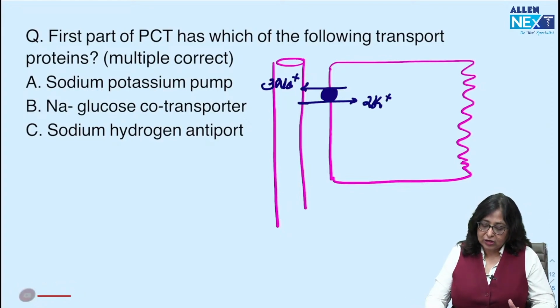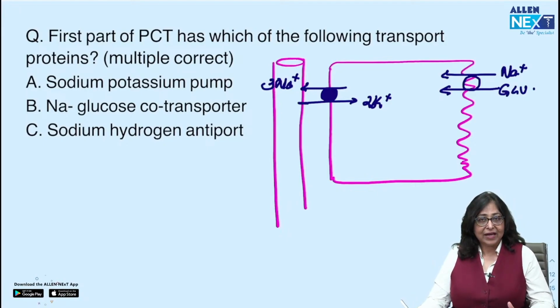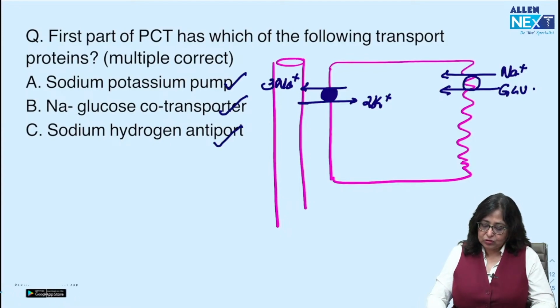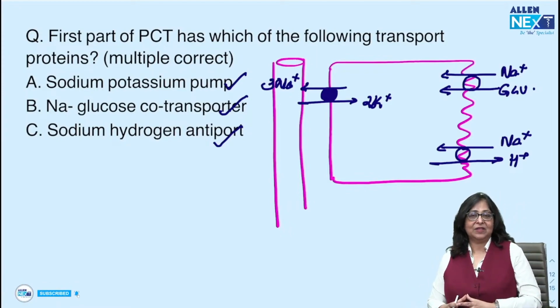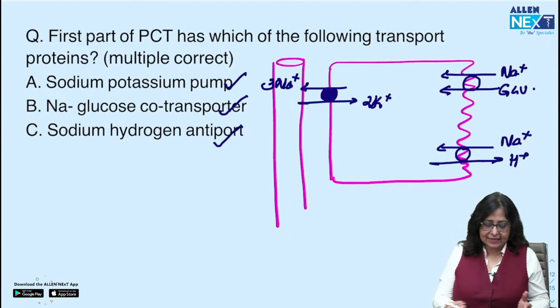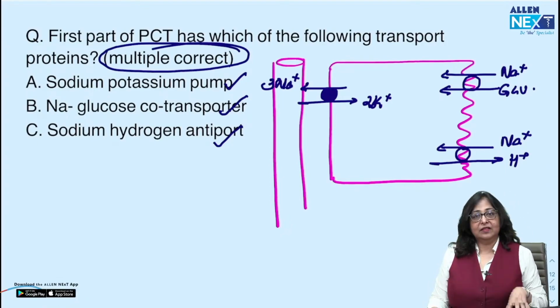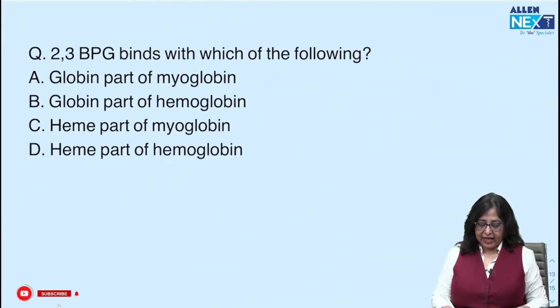Is there a sodium-glucose co-transporter? Which is true. Sodium and glucose move into the cell by secondary active transport, which is also known as co-transport or symport. Is there a sodium-hydrogen antiport? Which is also true. Sodium will move into the cell and H+ ions move out of the cell, so that is an antiport. So all 3 are present. Unfortunately, I do not know the other options, and since this was multiple correct, all 3 options are correct. These 3 proteins are definitely present in the PCT. Let's have a look at the next question.